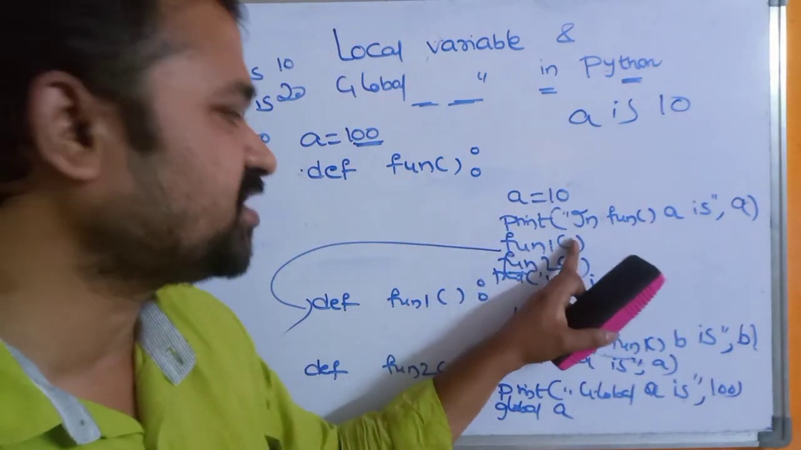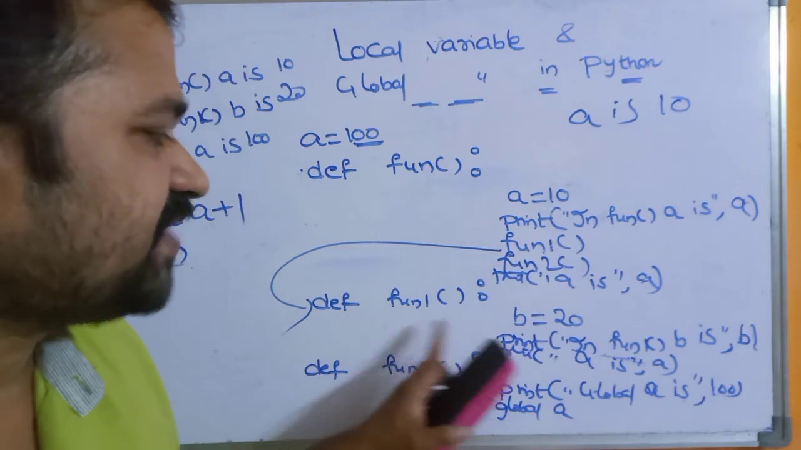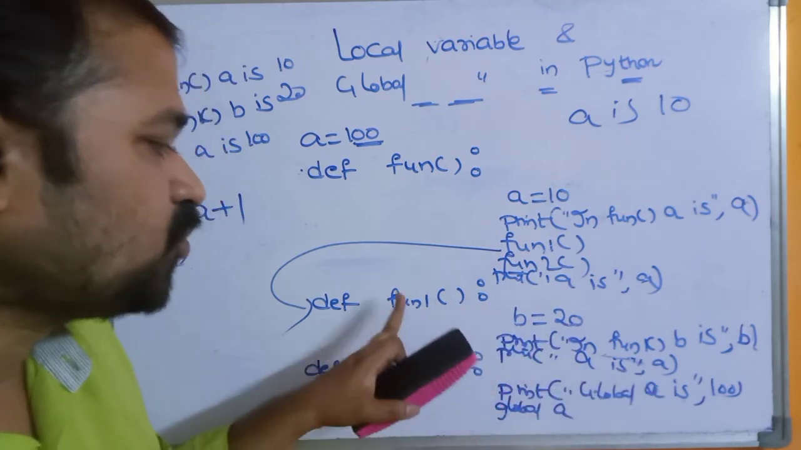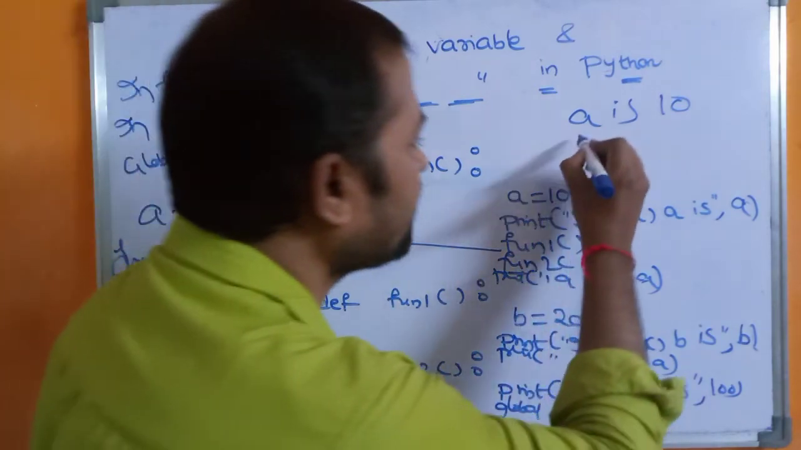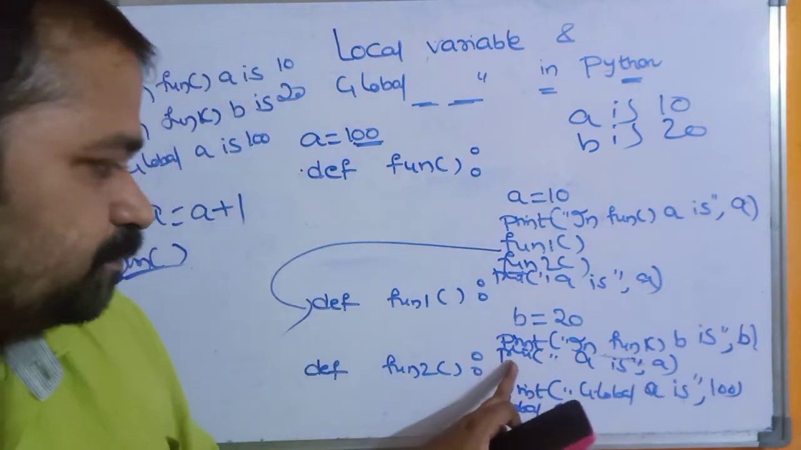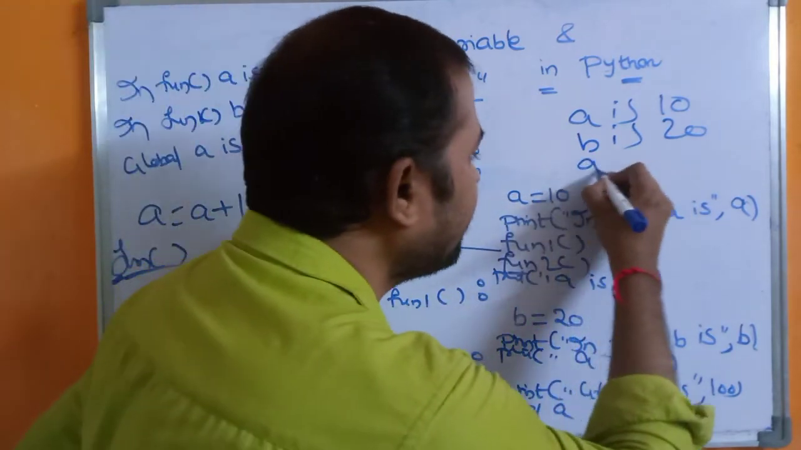Next fun1 function call. So control goes to the fun1 function. b is equal to 20. So this b is nothing but local to function 1. So in function 1, b is, what is b value? 20 gets printed. Next a is, so what is a now?